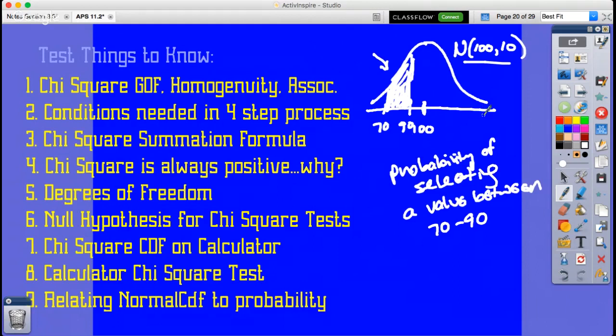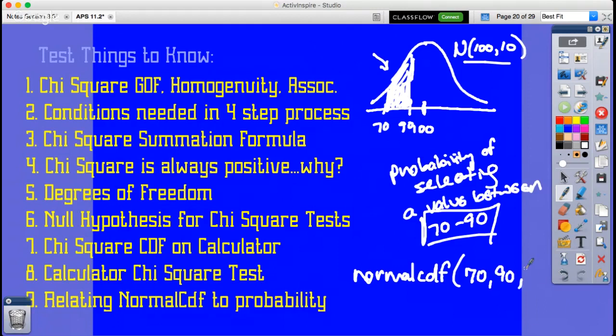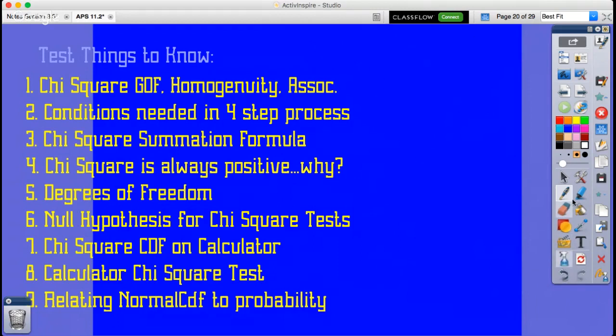If the whole area is 1, the probability of selecting this would be definitely less than 1, and it would be a sliver of this. So to do that, we could go normal CDF, my lower bound, 70. My upper bound is 90. My mean is 100. And my standard deviation is 10. Cool. And that will allow me to get to where I need to be for that part of the test.